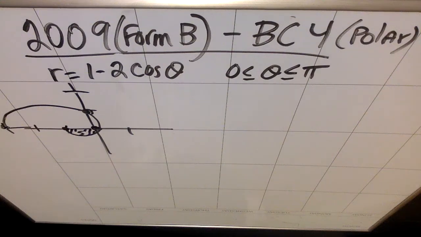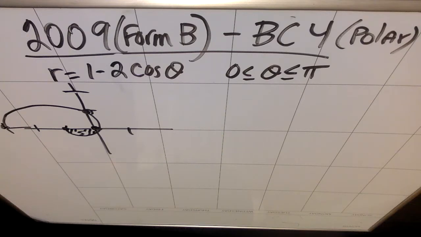So we are doing some AP review. This is a BC question from 2009 Form B. This is BC 4, which is a polar question. It is non-calculator. The graph of the polar curve r equals 1 minus 2 cosine theta from 0 to pi is shown here. Poorly drawn by me, but better on the actual AP problem.